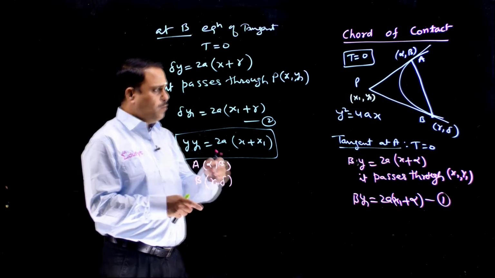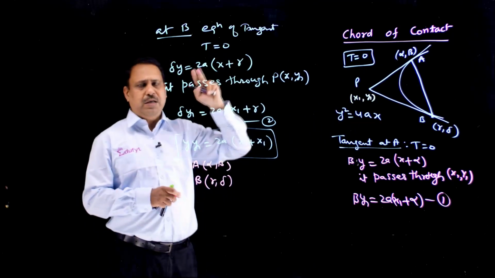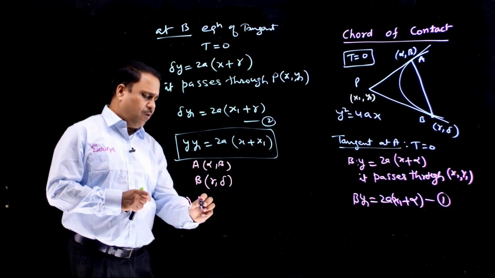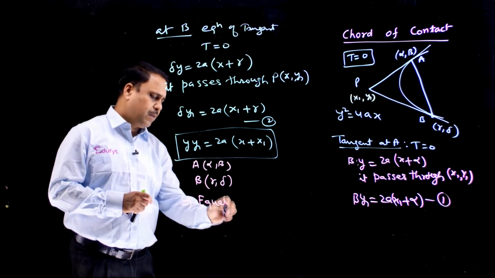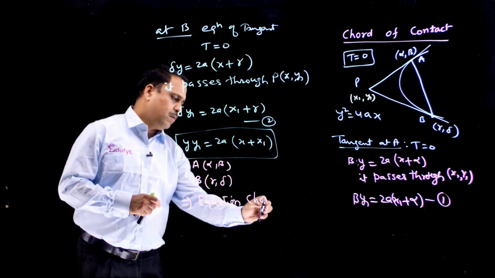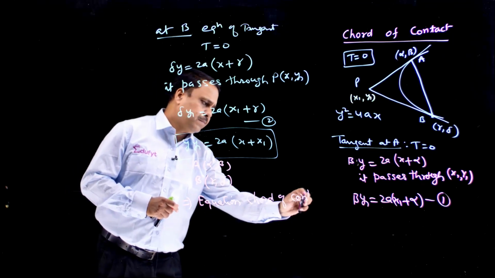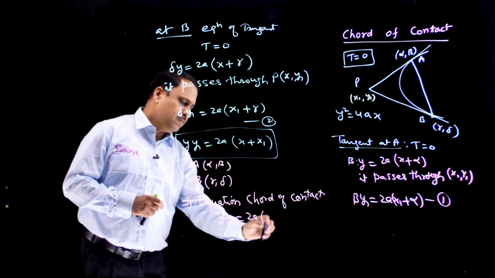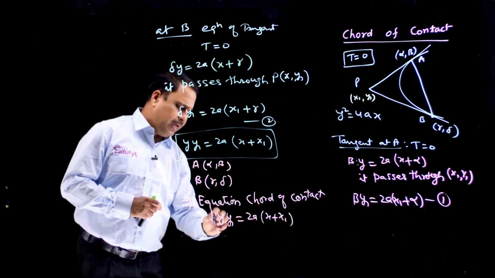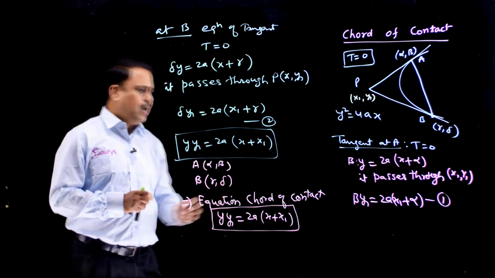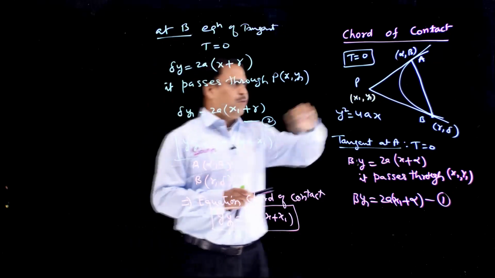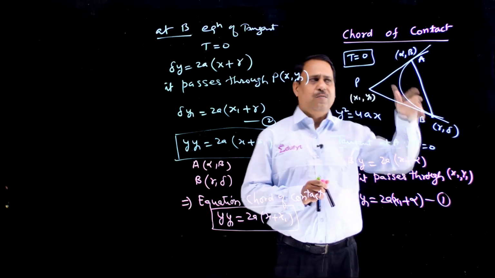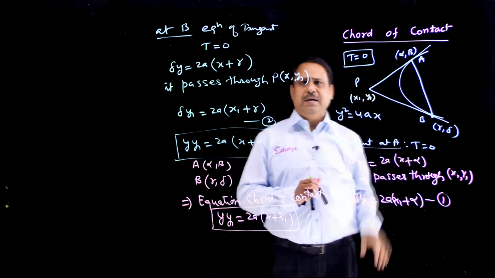That means this line is passing through points A and B, and through two points only a unique line can pass. So this gives that the equation of chord of contact is same as the equation of tangent. Only difference is here, this point x1, y1 must lie outside the curve. So from this point I can draw two tangents, and through the points of contact I can draw a line which will be the chord of contact, and its equation will be given by T is equal to 0.